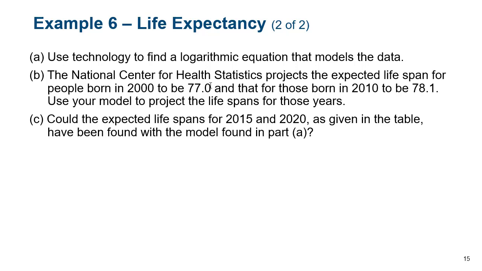And then the National Center of Health Statistics projects the expected lifespan for people born in 2000 to be 77 years, and that for those born in 2010 to be 78.1. And we can use the model to project the lifespans for those years to see how close it comes. Could the expected lifespans for 2015 and 2020, as given in the table, have been found with the model in Part A?